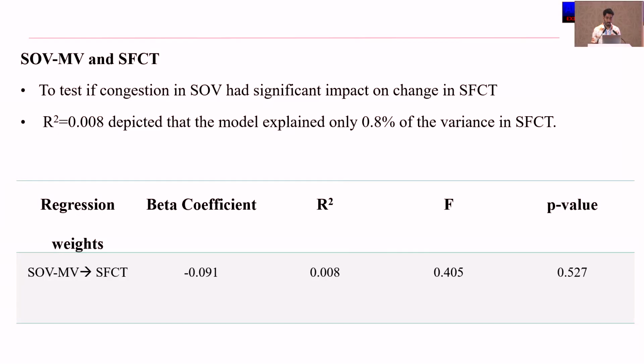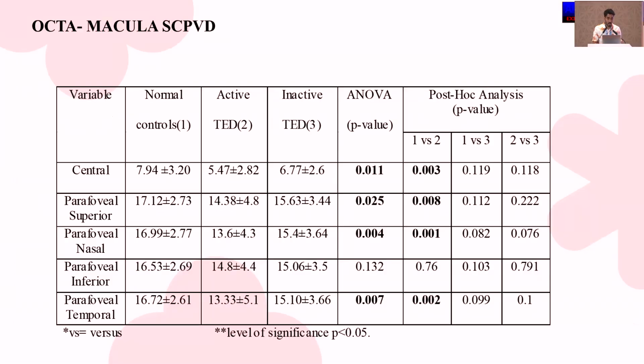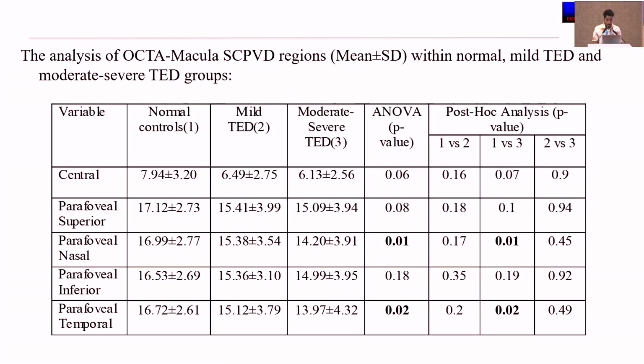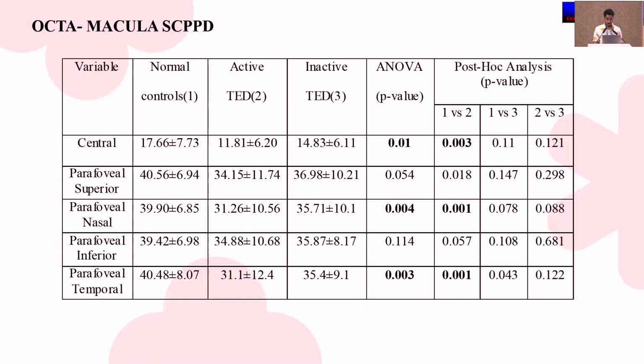We found that the model explained only 0.8% of the variance in SFCT was due to the congestion in SOV. The rest we did not know. Coming to the OCT macula superficial capillary plexus vascular density, we found that active TED patients had decreased OCT macula superficial capillary plexus vascular density as compared to normal groups in the central, parafoveal, superior, nasal, and inferior groups. There was not much change in the mild TED and moderate to severe TED groups.